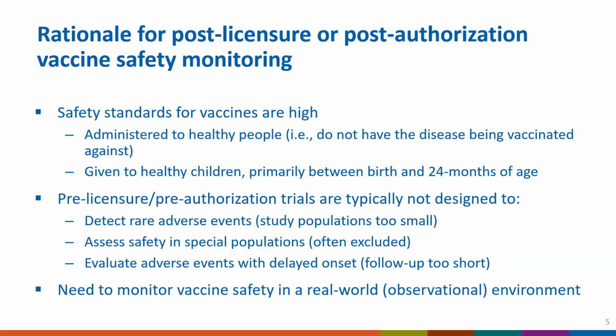Also, the pre-licensure, pre-authorization trials are not designed to detect very rare events. Populations are often too small for many rare events. They often exclude special populations like pregnant persons and people with certain autoimmune conditions. They also aren't well situated to evaluate adverse events with delayed onset because the follow-up is too short. And so for that reason, we need to monitor vaccine safety in real-world observational environments.